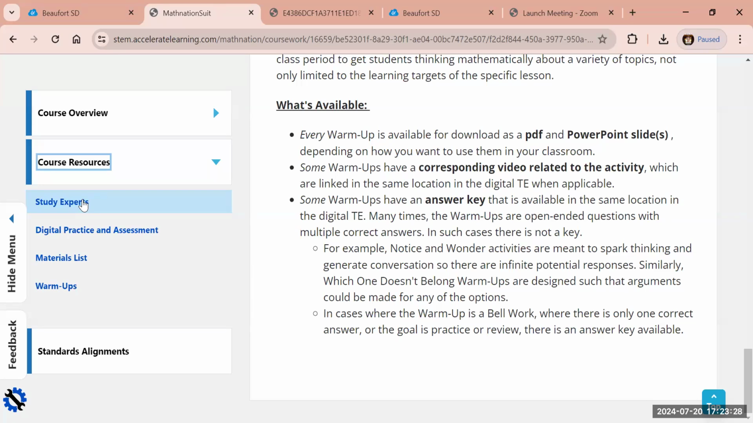So we have warm-up activities, we have the main topic, we have assessments, we have closure, we have everything there for the teacher to use.